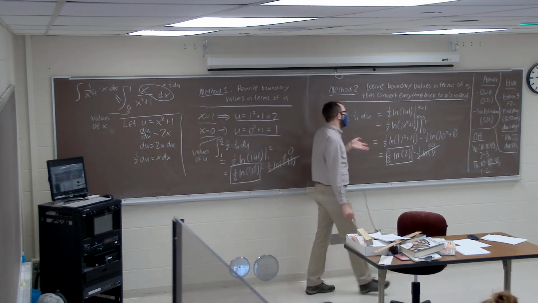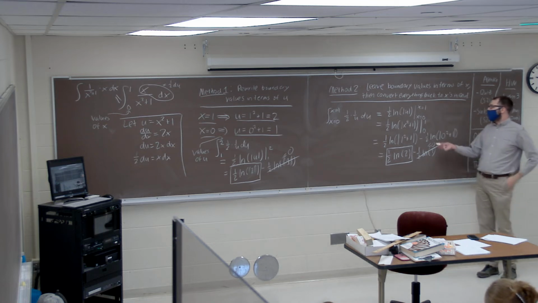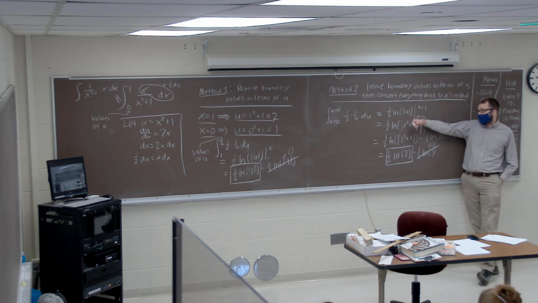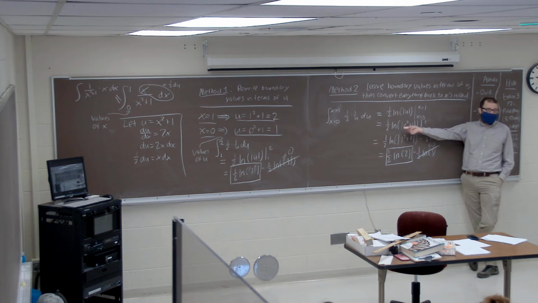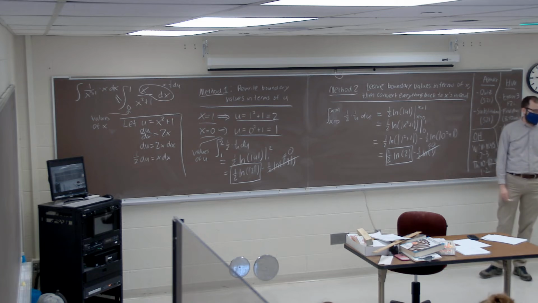Whereas over here, we never convert our boundary values to u values. Instead, once we integrate with respect to u, we just rewrite in terms of x. And once we've rewritten in terms of x, then we can just plug in our x values and end up with the same thing.